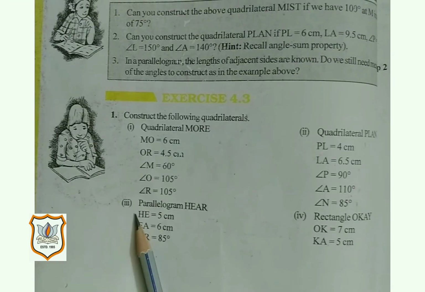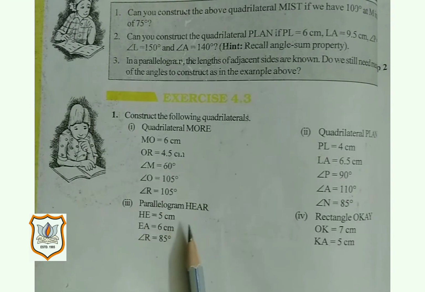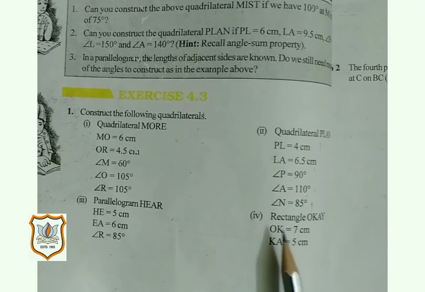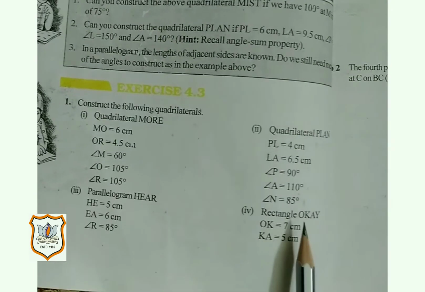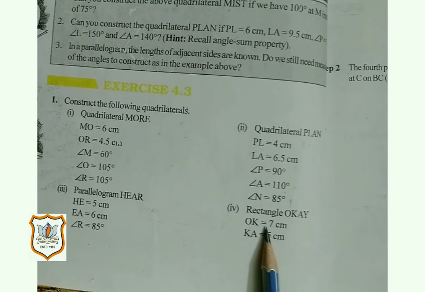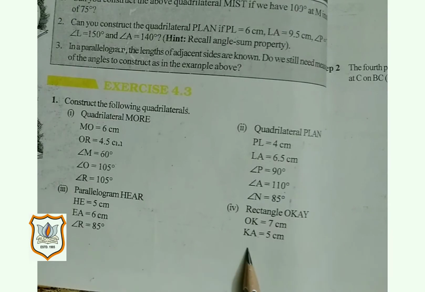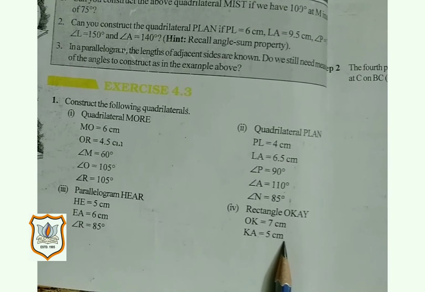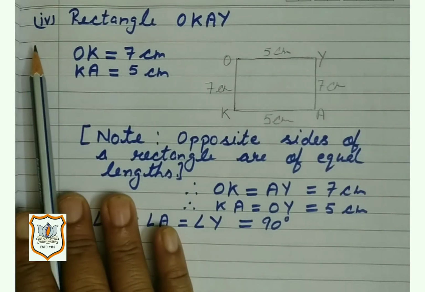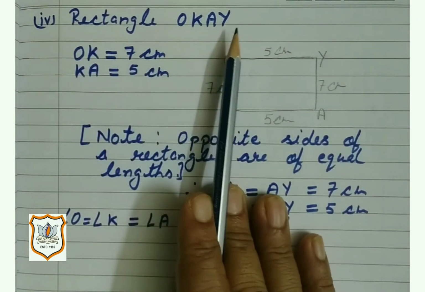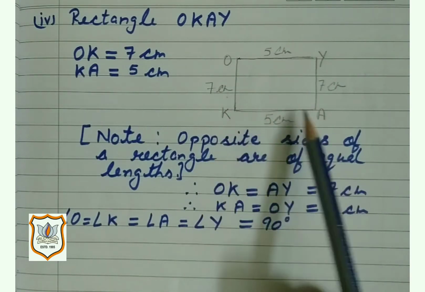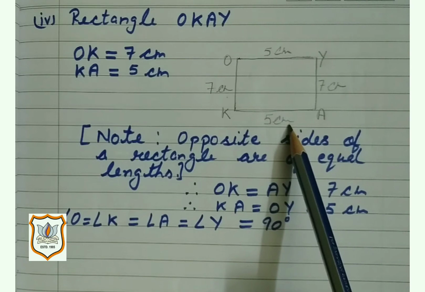Students, the third part you have to solve by yourself. Now we will solve the fourth part, rectangle OKAY, where OK is equal to 7 centimeters and KA is equal to 5 centimeters are given.